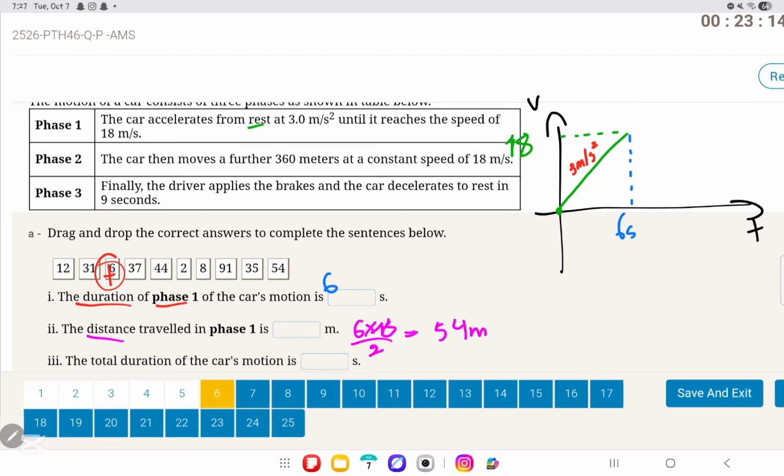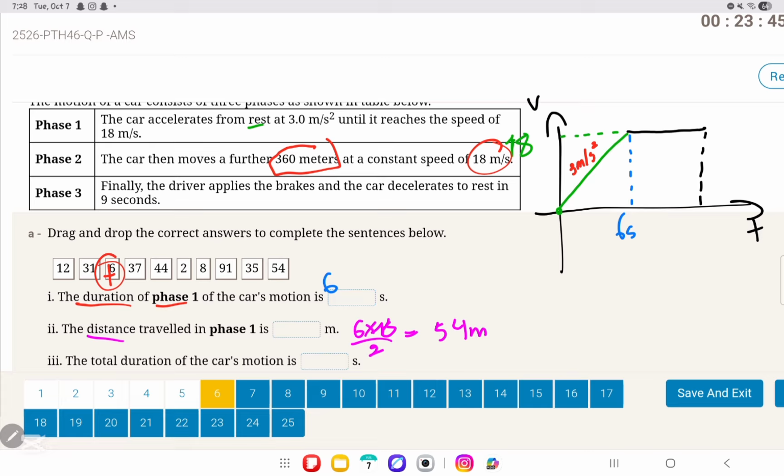Now, last but not least, the total duration of the car's motion. So now we need to continue it all and try to find the total time driven by the car. What does it say? It says that the car moves a further 360 meters at a constant speed of 18 meters per second. So 360 meters at a constant speed of what? Of 18 meters per second. But how much is the time? How do we find the time, if they gave us a distance and we have the velocity?